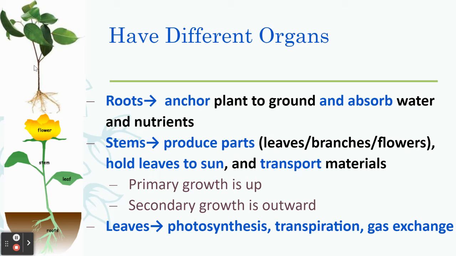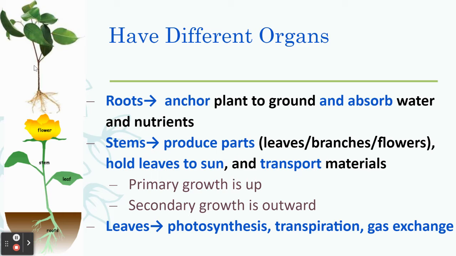Now, I want you to think about these two different types of growth that can happen with the stem. Primary growth is considered to be growing upward, and secondary growth means that the plant is growing outward, like how a bush would fill in as it continues to grow. All right, and then the third type of organ that I want to tell you about is leaves. And leaves have a super important job of doing photosynthesis and getting that sun energy to provide energy to the plant overall.